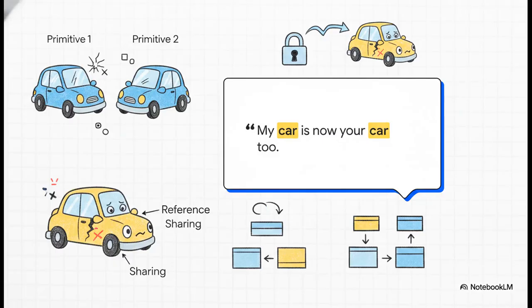We can visualize this crazy behavior with a shared car analogy. If you and your friend both have your own independent cars, like primitives, and you crash yours, your friend's car is perfectly fine. But with reference types, it's like saying, my car is now your car too. You share the exact same vehicle. So if two variables share a reference data type and one variable modifies or crashes it, the other variable is automatically affected because they are literally looking at the exact same data. You have to be incredibly careful when copying reference types.